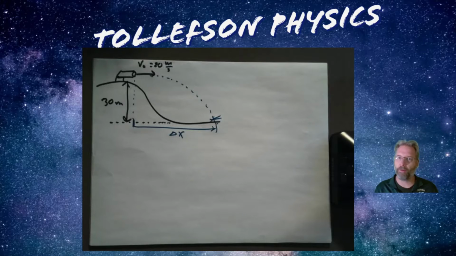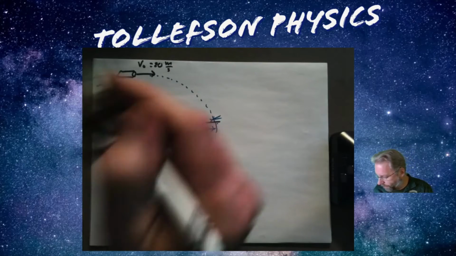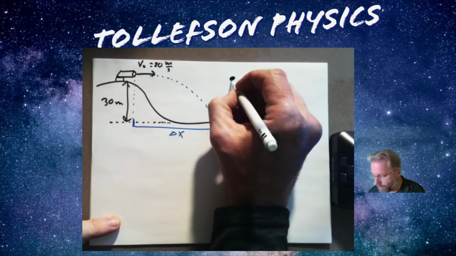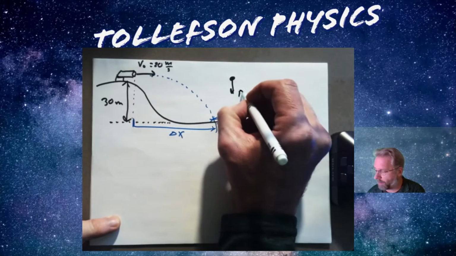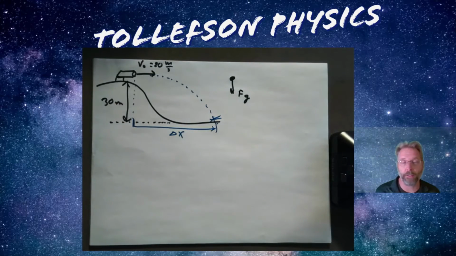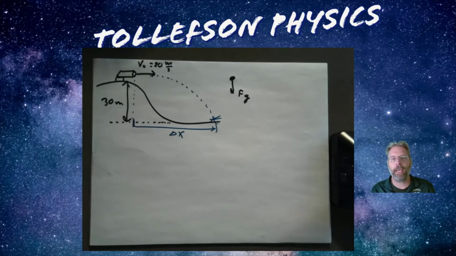Now, the thing to remember about a projectile is you can look at it as moving in the horizontal direction and moving in the vertical direction. Why is that important? Well, when we think about the force diagram for the ball, which I'll just draw right over here, the force diagram is one force. It's just the force due to gravity, because we're going to make the assumption that the air doesn't matter.